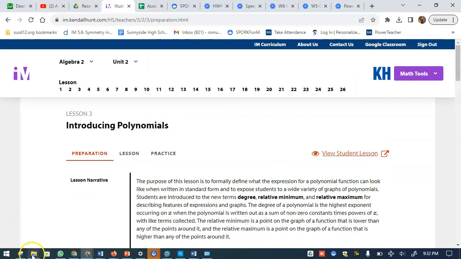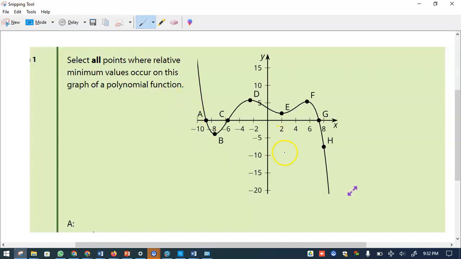I begin with the very first problem, and I want you to look at this graph. You see something here, and yet at this moment you may not know what this graph represents. Look at this. It starts from up here and then goes downwards. So what are the characteristics of a polynomial? In this question, select all the points where a relative minimum value occurs.